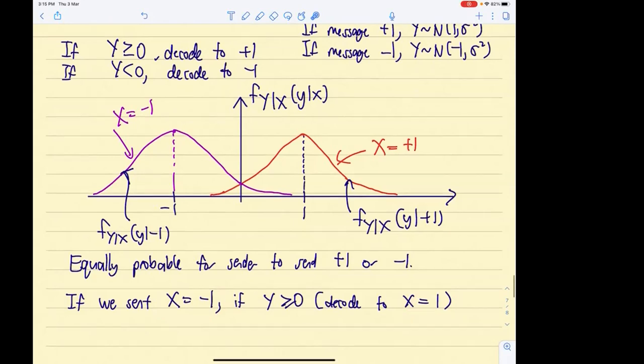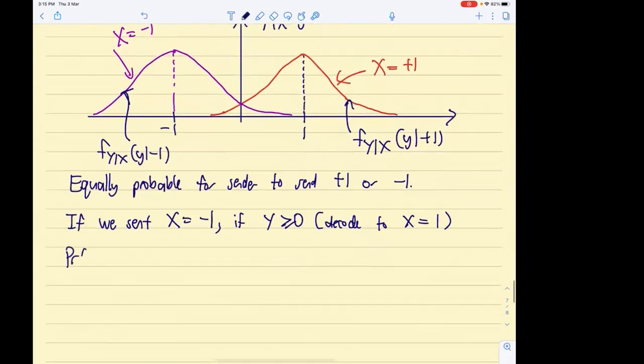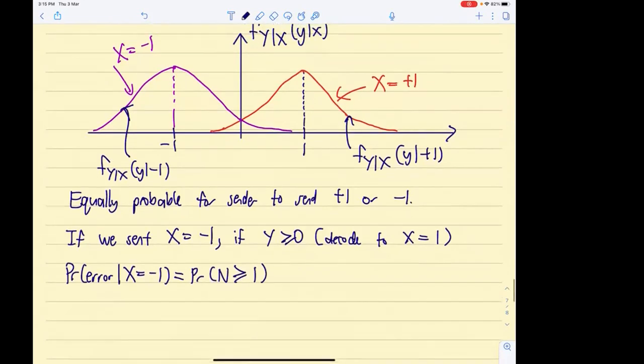Very good. So the point here I want to make is that the probability of us making an error conditioned on the fact that we sent minus one is the same as the probability that the noise is bigger than one. Why is that so? The noise is what you add on to X. If X is at minus one, you need to add on noise that is bigger in magnitude than one in order to get a Y that is bigger than zero. So these are equivalent, right?